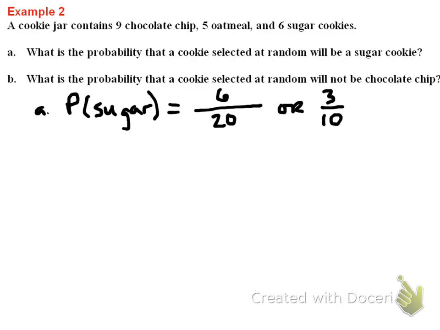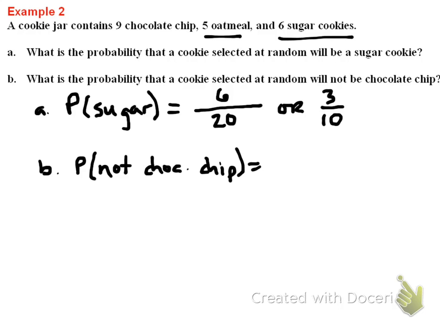Now for the second part, what is the probability that a cookie selected at random will not be chocolate chip? So for B, the probability that it's not chocolate chip, well, there's 11 cookies in here that are not chocolate chip. There's 5 oatmeal and 6 sugar. So that makes a total of 11 out of the 20 cookies. So it's 11 out of 20 that would not be chocolate chip.